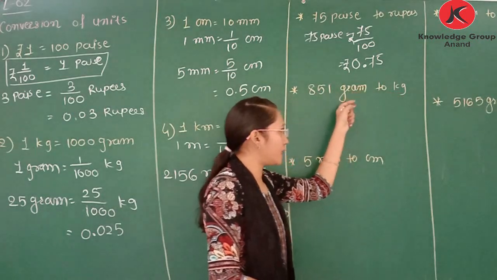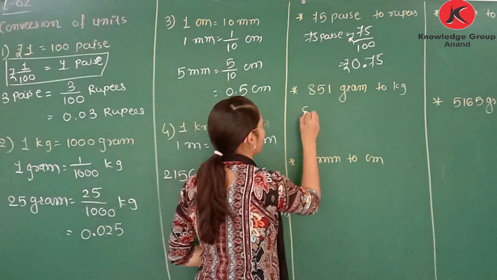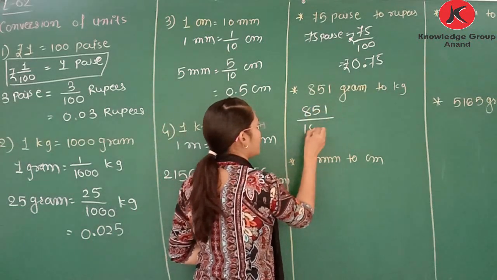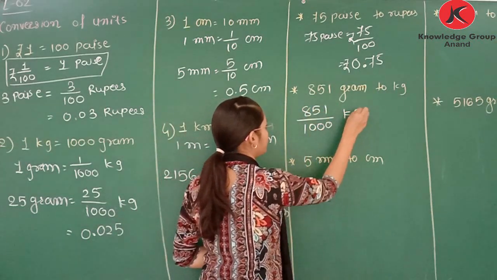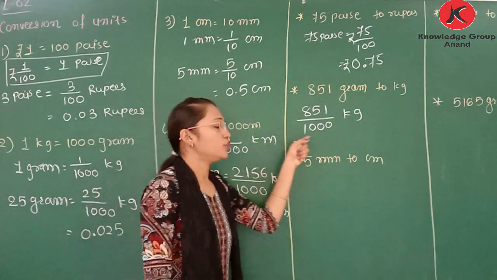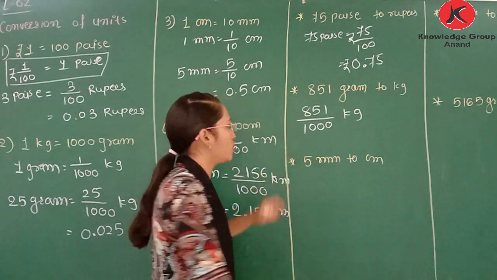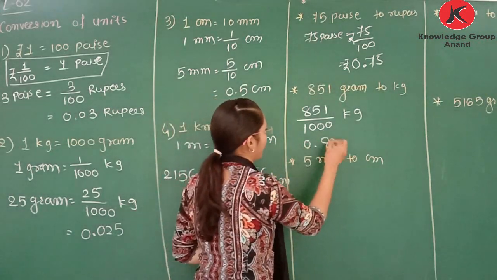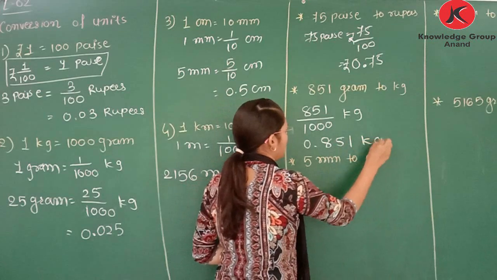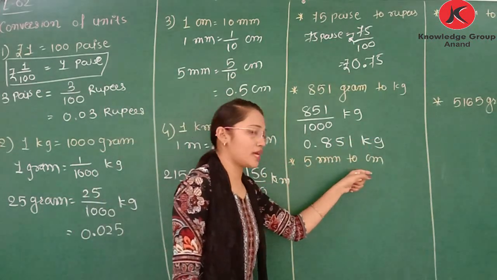To convert gram into kilogram, divide by 1000. So divide by 1000 kg. Now here 3 zeros in a denominator means you need to write 3 numbers after the decimal point. So it is 0.851 kg. Clear? Now next one, 5 mm to centimeter.